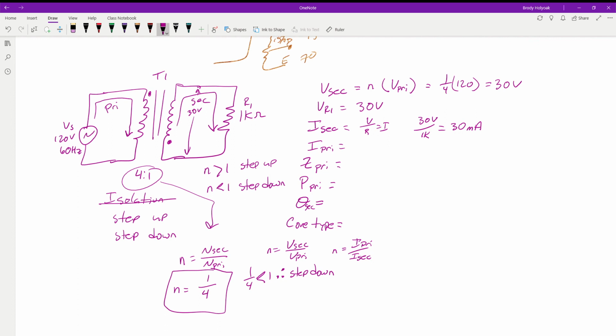Okay, so we come back and look at our next equation. We have N is equal to I primary over I secondary. We want to solve for I primary, so we multiply both sides by I secondary. So our turns ratio times our I secondary is equal to our I primary.